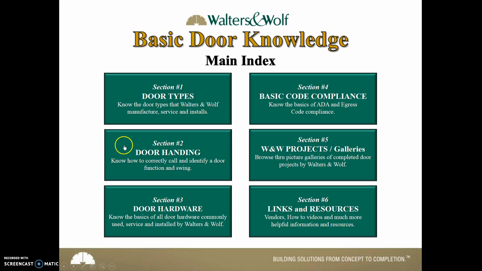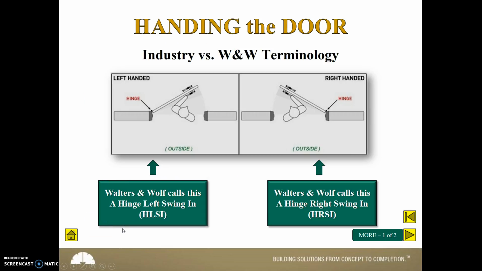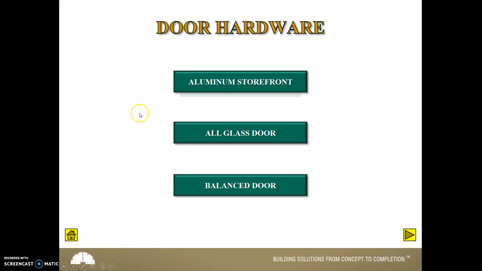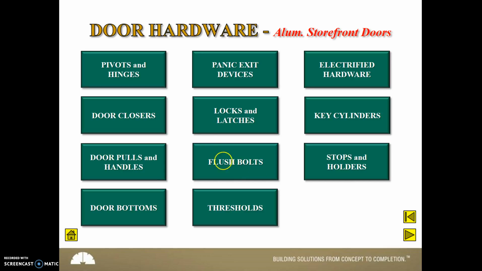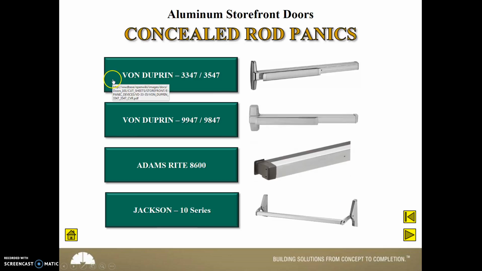The next section is door handing. We have a little industry standard diagram here, and then we also have Walters and Wolf specific terminology for how we hand doors. The next section is door hardware. We have the hardware organized by system type. If you go to a storefront door, and then you go to a panic exit device, it'll show you our typical Von Duprin panics we use. Each one of these links will give you the options and take you to the cut sheets.